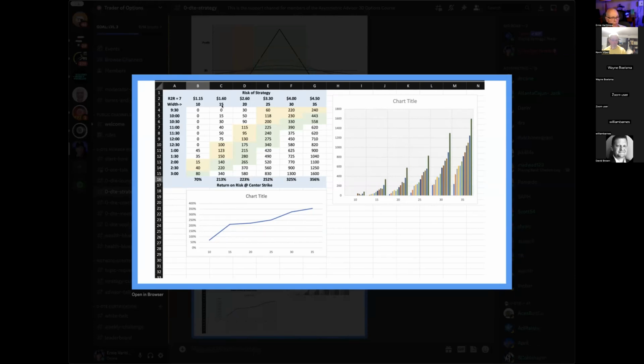So across the top, you'll see I'm looking at different width flies from 10 all the way up to 35. This is all on the SPX. And then on the y-axis, I'm taking a measurement at half-hour increments throughout the day. And what I'm doing is measuring the value of the butterfly right at the center strike.